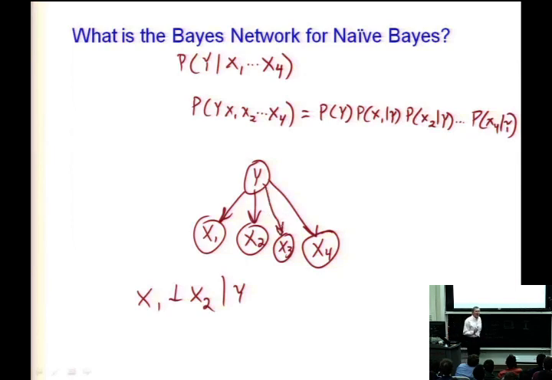So now how do I modify this to say, I believe all those conditional independencies, except I don't believe x3 and x4 are conditionally independent given y. Then what do I do? Which direction do I make that arrow go? Doesn't matter. Why doesn't it matter?